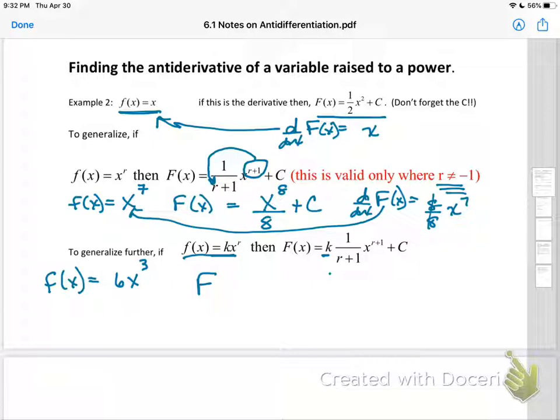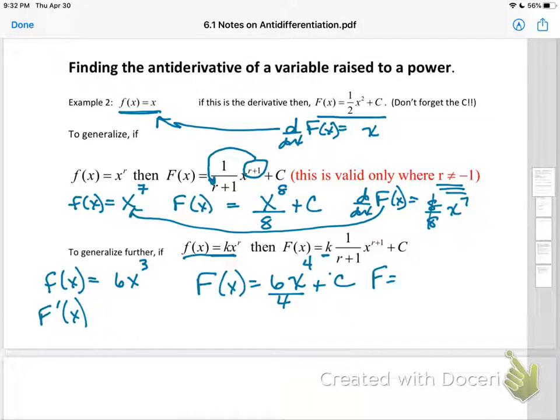So I'm looking for f of x, because remember, this little f of x is really f prime of x. Okay, so let's see. What's my rule? The constant comes along for the ride. Raise the x one more, so that makes it x to the 4th, over 4. Don't forget the constant of integration. Okay, so that's going to equal 3/2 x to the 4th plus c.